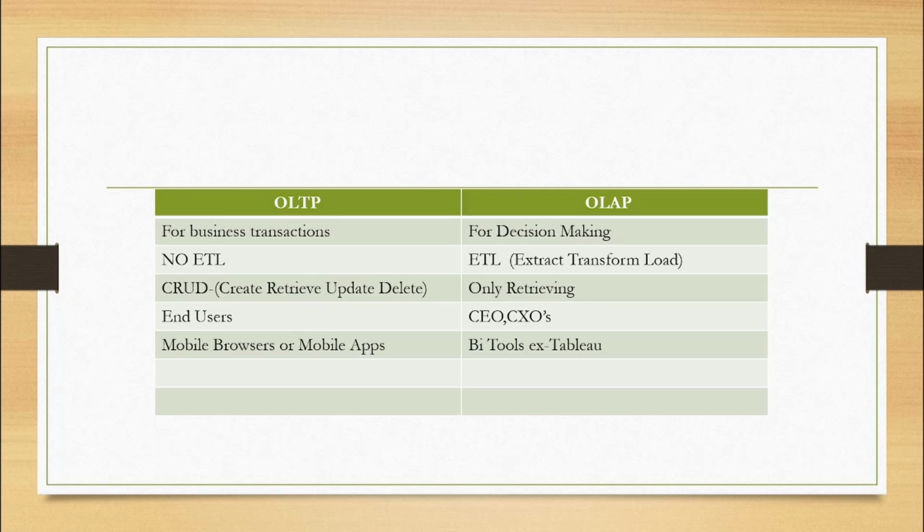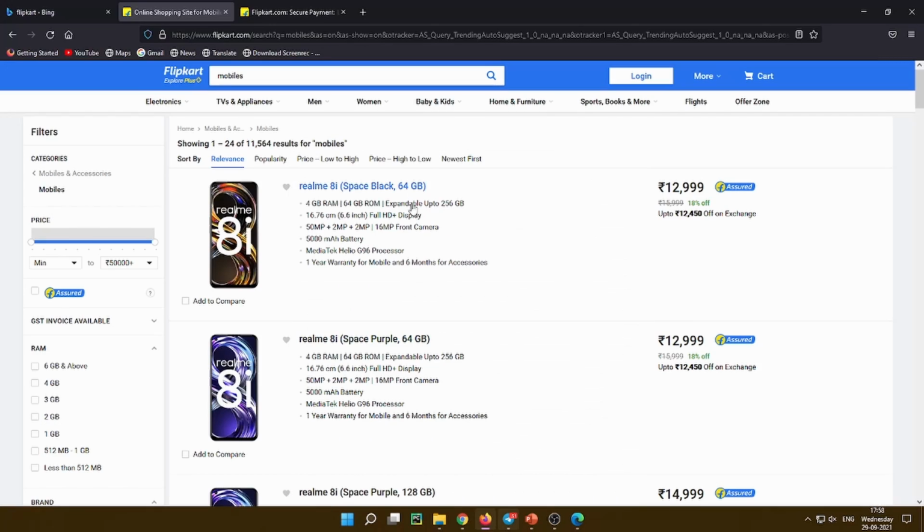Transactional means we will do transactions, and these are business transactions. What do I mean by a business transaction? Here I'm on my Mozilla Firefox, and you can see the website of Flipkart. I think you are all familiar with this website. Say I want to buy a mobile phone. I'm not going to buy it in this video, this is just for your understanding.